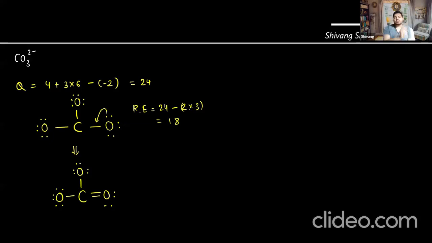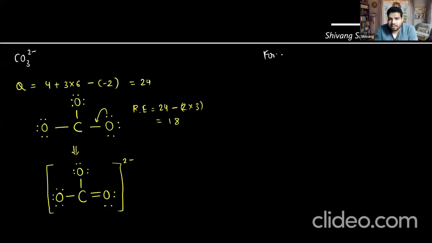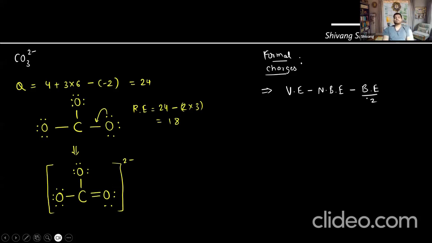Now, the 2 negative charge that is there. Either you can make a box and write 2 minus here, or we can calculate the formal charge, the specific charges on each of those atoms. Those are called formal charges. The formula is number of valence electrons minus number of non-bonding electrons minus number of bonding electrons divided by 2.